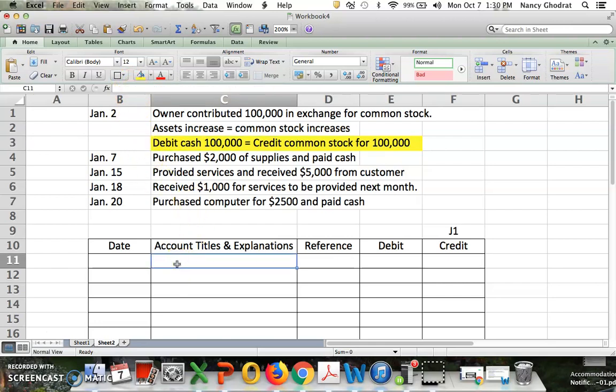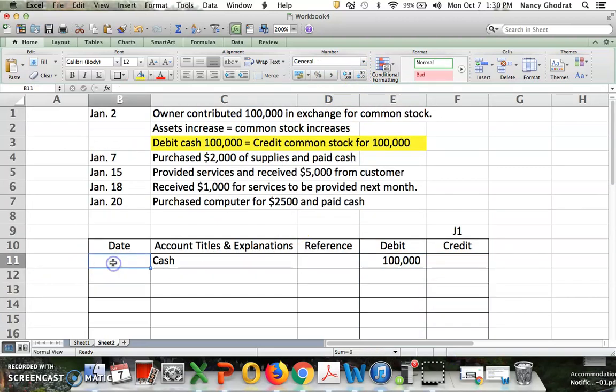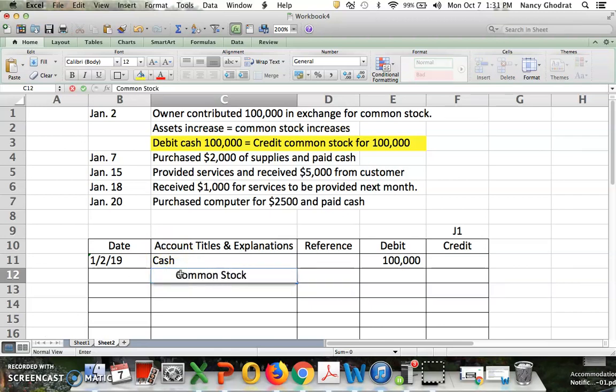written first. So in this case, our cash is written first, and the amount $100,000 goes in the debit column. And I also need to put a date, January 2nd of, let's say, 2019. And then the name of the account that is credited must always be indented. So what I will do is leave some space or start under the last letter of the debited account. So in this case, common stock is credited, and on its corresponding line under the credit column, we put the $100,000.